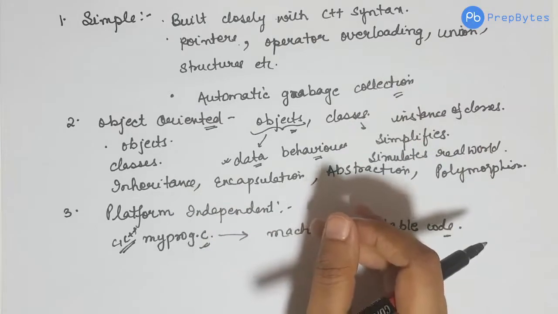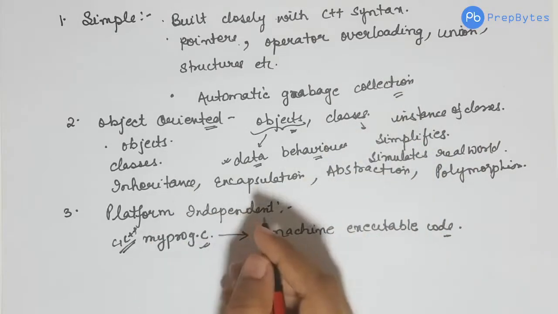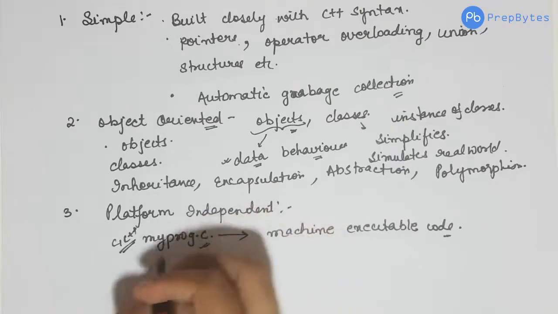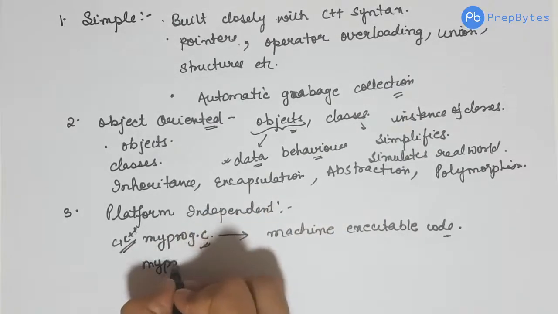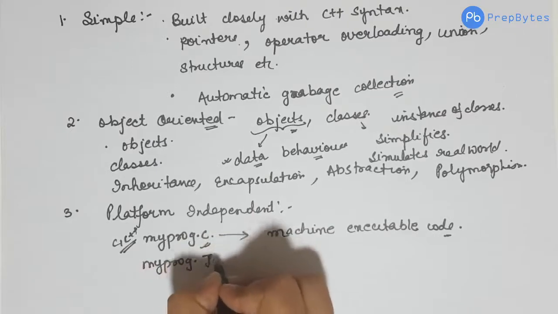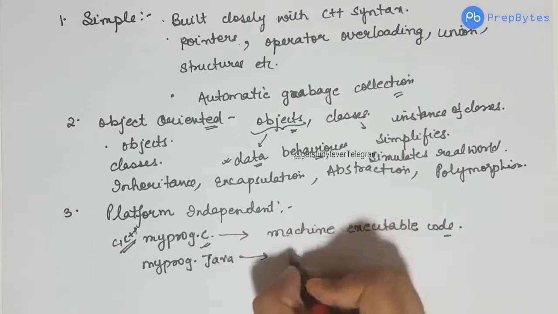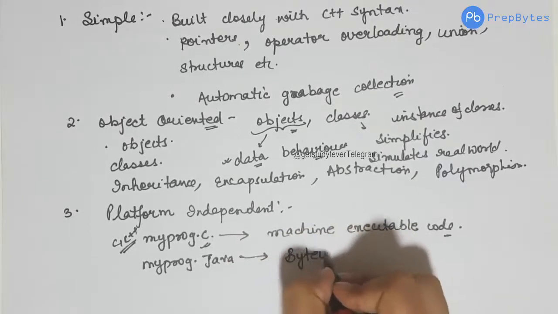What happens in Java is, let's say you have a program. Whenever we save a Java program, we save it using .java. So let's say I have a program .java. What happens when you compile a Java program? It gets converted to bytecode.